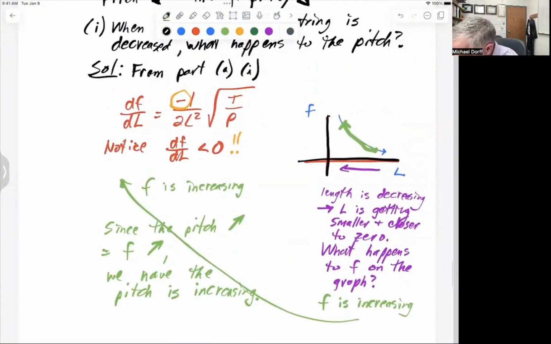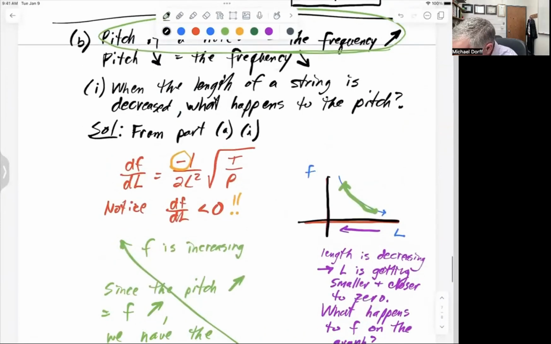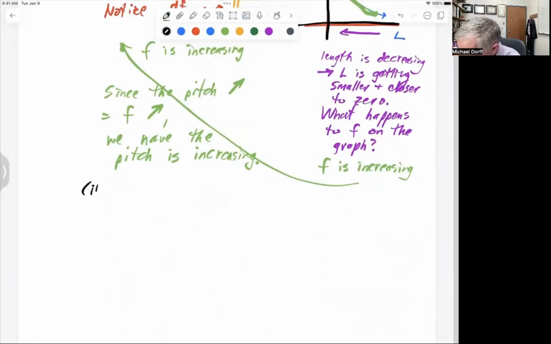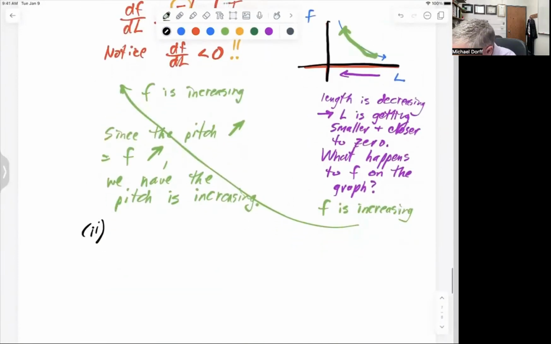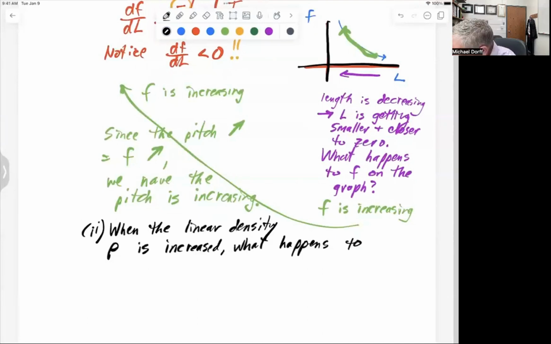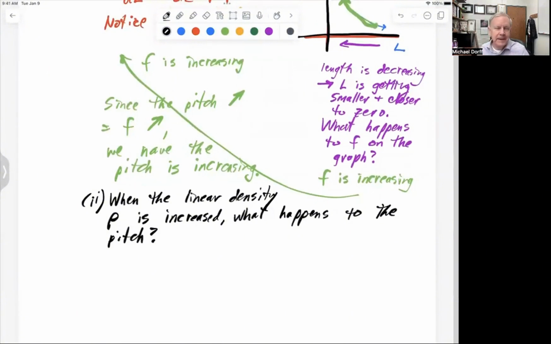All right, let's do another example here. In part A, we also calculated this rho, this linear density. So we're going to now ask, when the linear density rho is increased, what happens to the pitch? Now, I think of the linear density as like the thickness of the string. So I play the cello, which is like a violin. If you look at the strings on those instruments, they don't all have the same thickness.